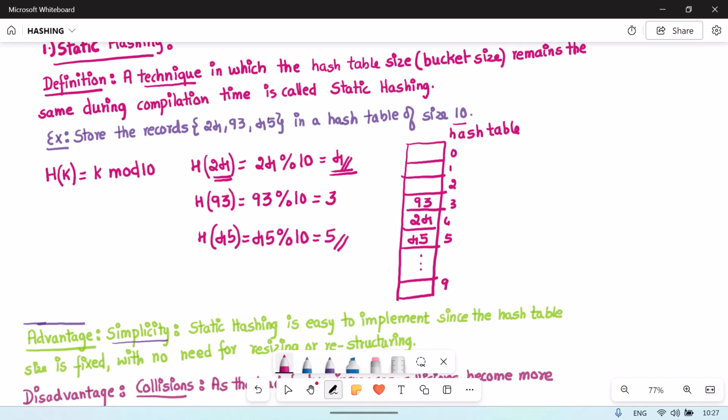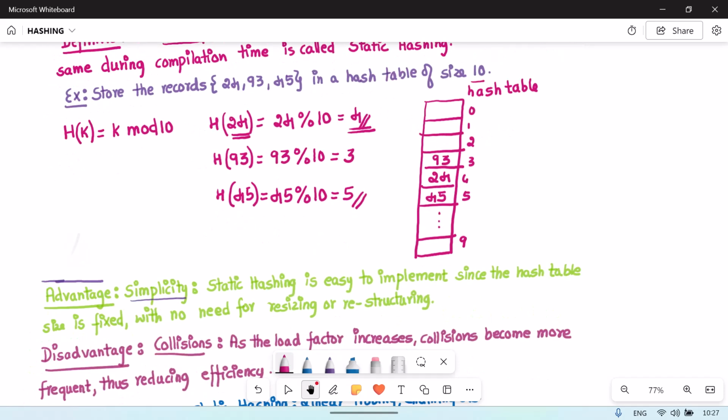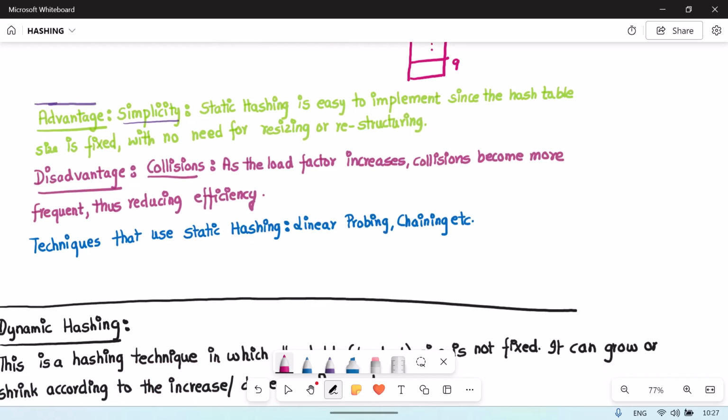So it may have its own set of advantages and disadvantages. So let us look at the advantage and disadvantage. I have taken the simplest advantage so that you can easily remember if they ask in the exam or if they ask in the campus placements. Okay. So what is the advantage of static hashing? See, the advantage is simplicity.